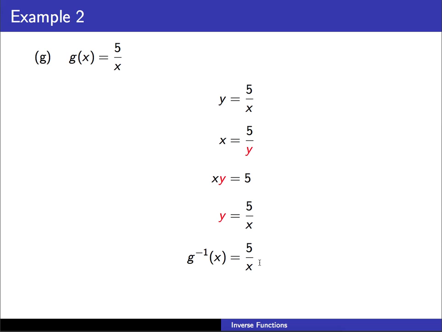So for instance, let's say we plug x equals 5 into our original function. The only value we're not allowed to plug into this function is 0. So if we plug in x equals 5, 5 divided by 5 is 1. If we take that output of 1 and plug it into the inverse, 5 divided by 1 gives us our original value of 5 back. So it is possible for a function to be its own inverse.